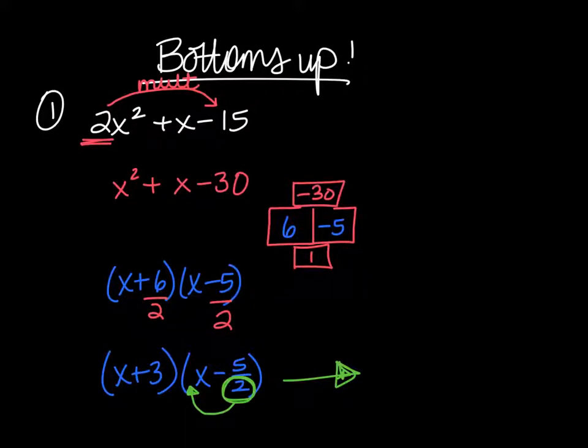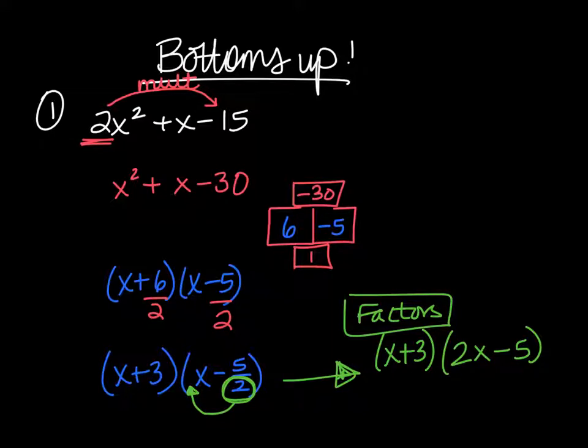which means my final answer is going to be x plus 3, all right, because that factor is not going to change. But then my other root is going to be 2x minus 5. So notice how that 2 came to the front as a whole number. So here are my factors.